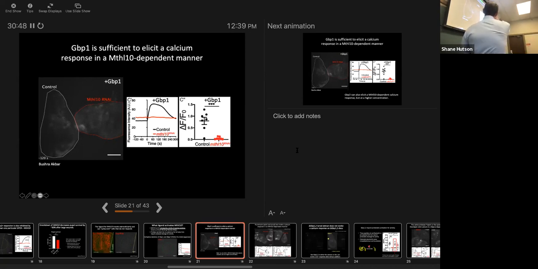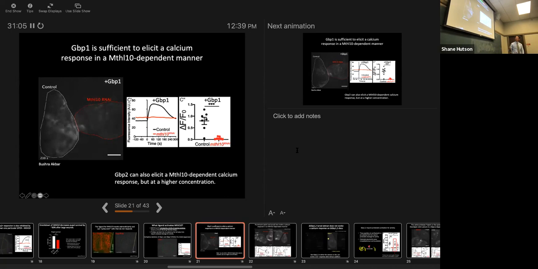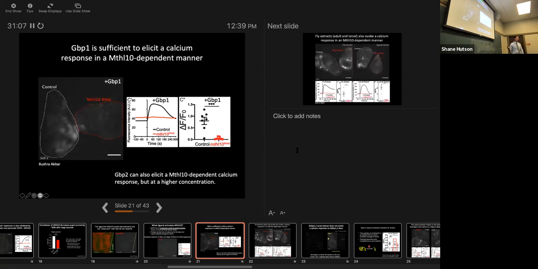So we made some synthetic GBP1, and we're going to add it onto some wing discs that are control or wild type, and some that have Methuselah-like 10, the receptor, knocked down. And if we do that, then we get a calcium response in control, but not when we knock the receptor down, right? That's the signal we want to see. That's a good sign. We can do it with GBP2. It's just a different dose response relationship for the 2 of them.